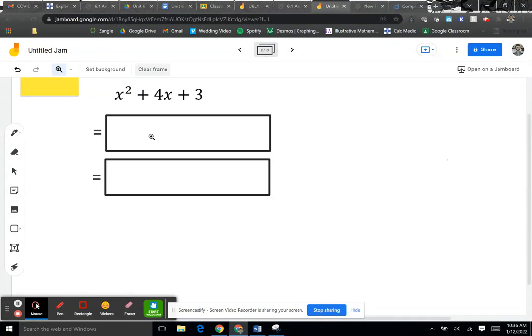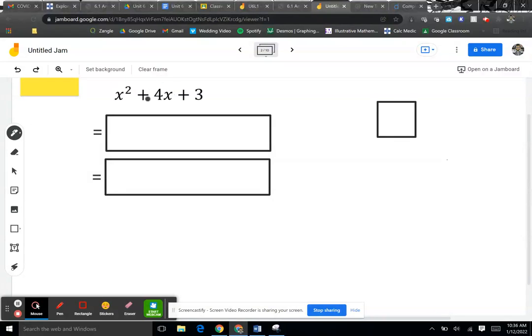So what I'm going to do is look at x squared plus 4x plus 3, and create some diagrams for it. This right here, x squared, well, that's just a square. Kind of looks like this. We've got a length of x and a length of x. x times x makes this area x squared. I'm not going to leave that there, but that's why I drew it like this.